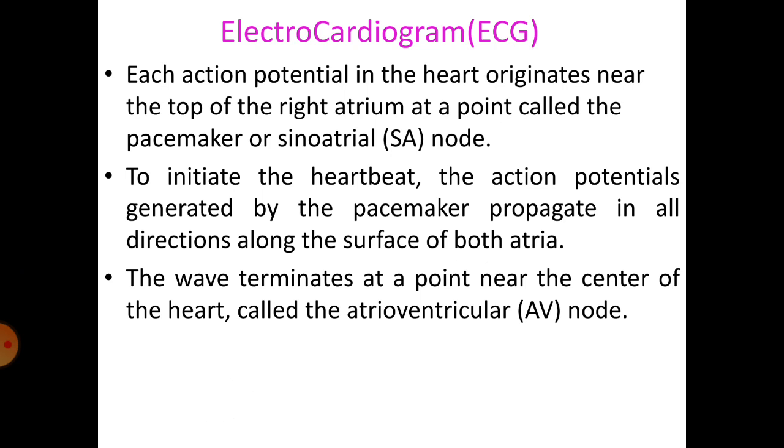Each action potential in the heart originates near the top of the right atrium at a point called the pacemaker or sinoatrial node, that is the SA node. To initiate the heartbeat, the action potential generated by the pacemaker propagates in all directions over the surface of both atria. The wave terminates at a point near the center of the heart called the atrioventricular node, that is the AV node.